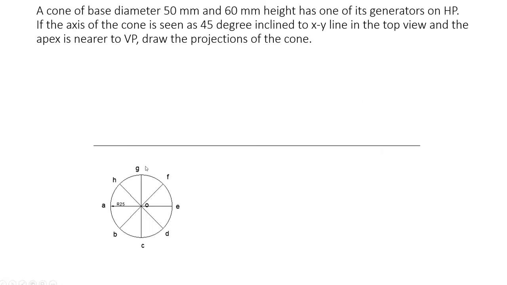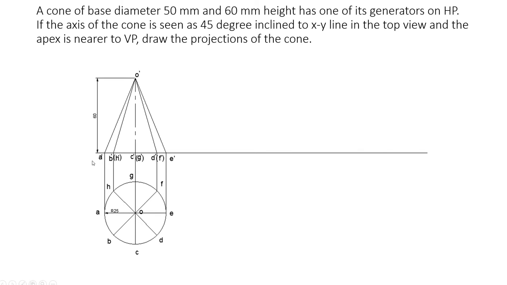Since the top view of a cone is a circle, first draw the reference line and draw a circle of 25 mm radius. Now draw a horizontal diameter parallel to this reference line, and also a perpendicular diameter. Now you can mark 45 degrees from all these lines so that you get 8 divisions. In that way you can divide the circle into 8 divisions. Now name all those points as A, B, C, D, E, F, G, H and the apex as O. Give the dimension, radius 25.